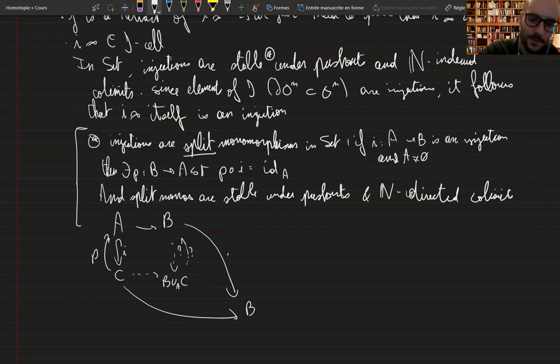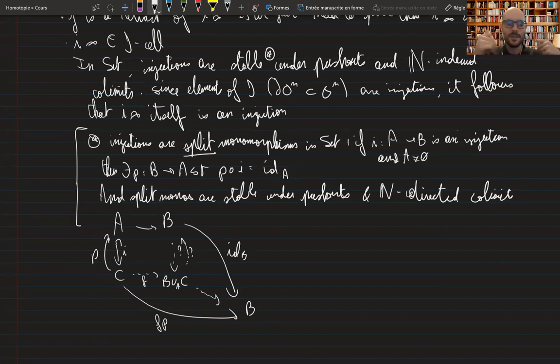Well, you want to define a map to B. Here you take the identity of B. And here you take, let's say this is F, you take FP. And this defines for you a left inverse of this inclusion here, all right? And similarly for n-directed colimits.